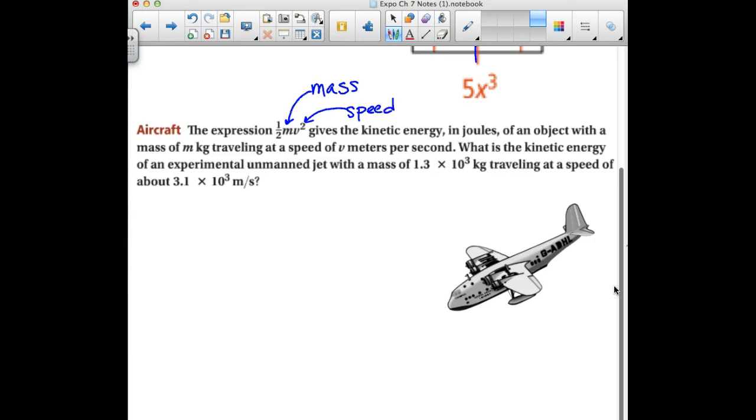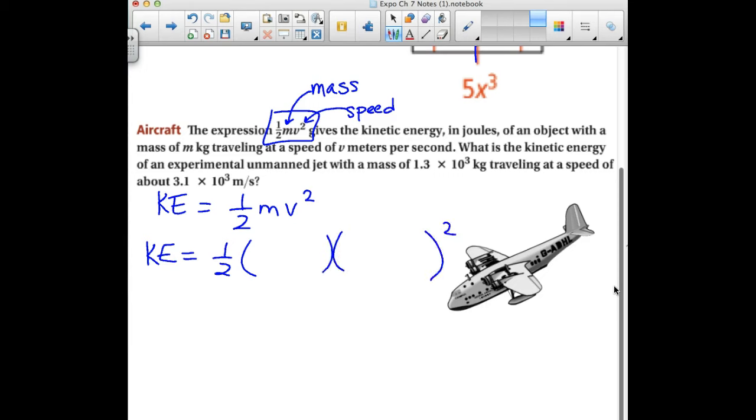So the first thing, when you are given a formula, all right, we're told kinetic energy equals 1/2 mv squared. We always want to take those variables and substitute in a quantity for each one. So let's rewrite this. We have a mass and a velocity squared. And I left it fairly large there, empty spaces, so that we can substitute in our quantities that we're given. We are told we have a mass of 1.3 times 10 to the third. We have a velocity of 3.1 times 10 to the third.